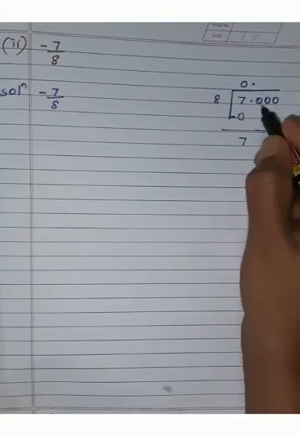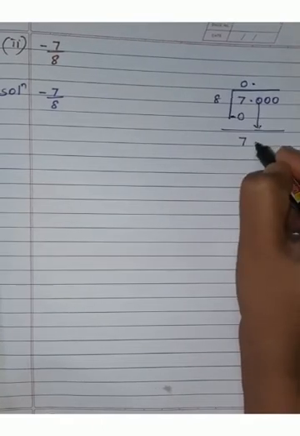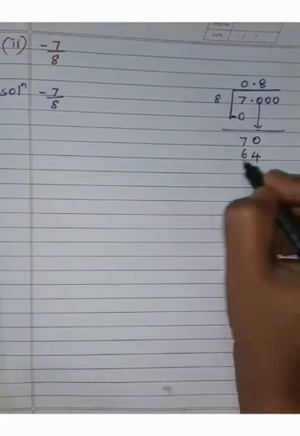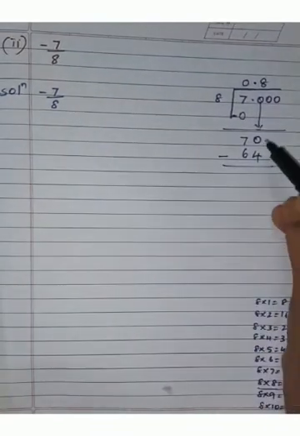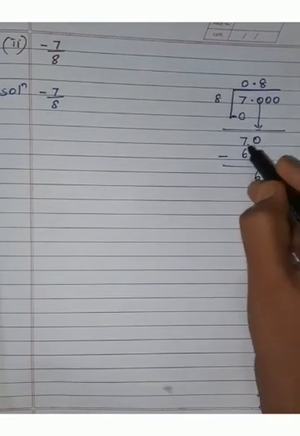Right. Now the next is what? What is the next digit after this decimal point? The 0. So take the 0 down here. So we are getting 70. So in 8 table, the number less than 70 is 8 eights are 64. You can see here 8 eights are 64 minus. Now 70 minus 64 is how much, children? It is 6.